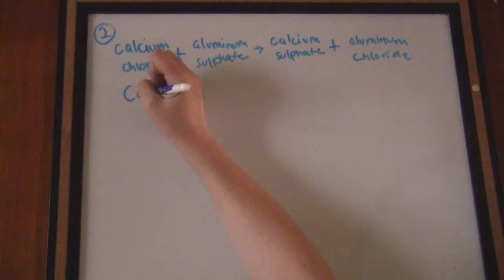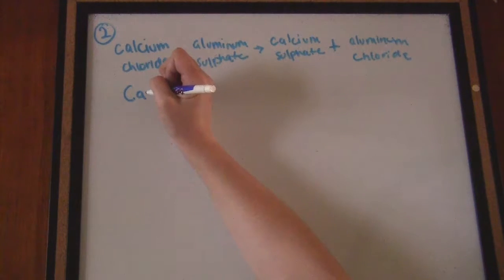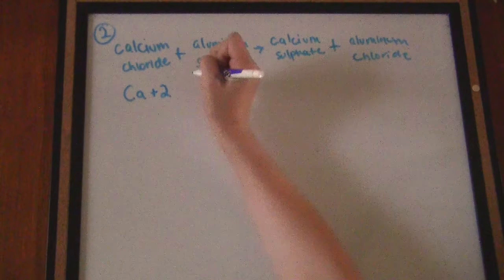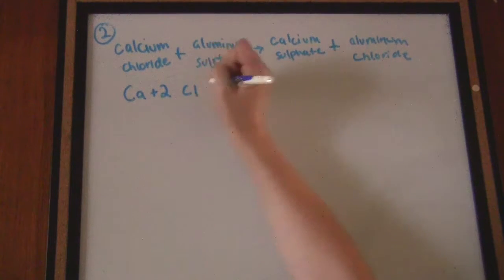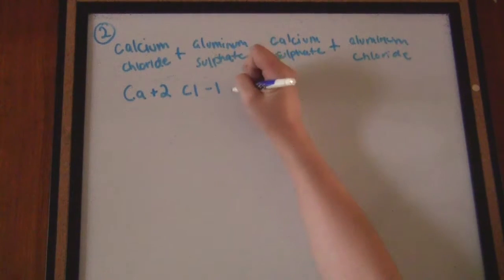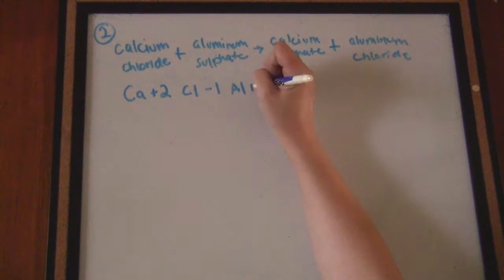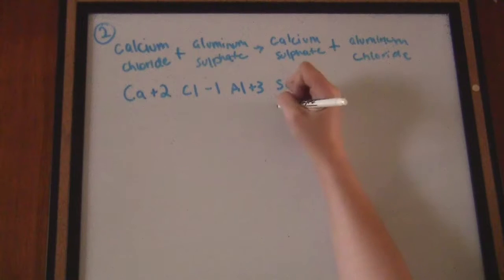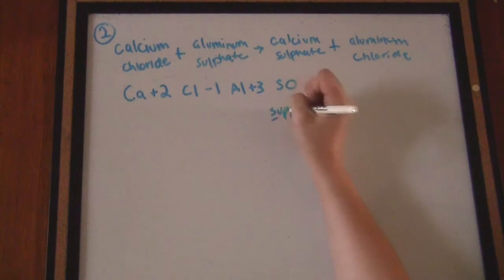Like before, the next step is to find the charges of each element. Calcium needs to lose 2 electrons to have a full outer shell, so its charge is +2. Chlorine needs to gain an electron to have a full outer shell, so its charge is -1. Aluminum needs to lose 3 electrons, so its charge is +3. Sulfate is another polyatomic ion, and the word that corresponds with it in the saying is supper.